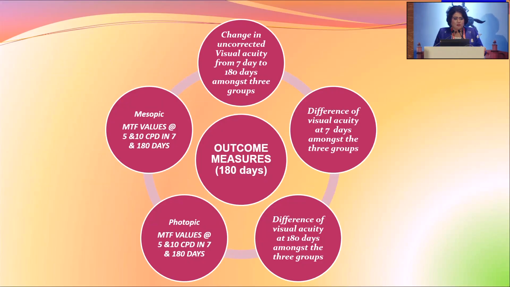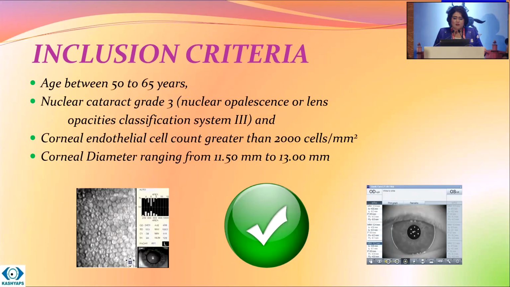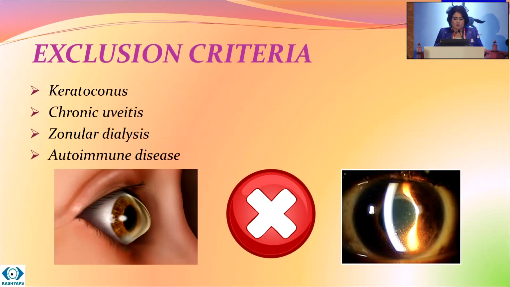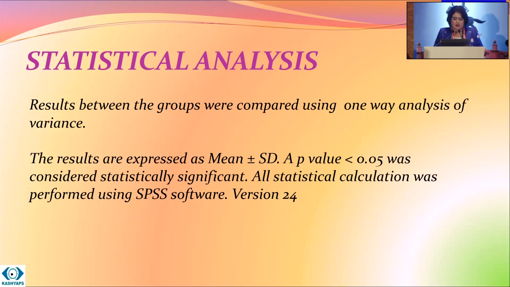The outcome measures were uncorrected visual acuity at 7 and 180 days and change in uncorrected visual acuity from 7 to 180 days, difference of visual acuity at 7 days among the 3 groups, difference of visual acuity at 180 days among the 3 groups, MTF values at 5 and 10 CPD at 7 and 180 days, and mesopic MTF values at 5 and 10 CPD at 7 and 180 days. These are the inclusion and exclusion criteria. The statistical analysis was by SPSS software version 24.